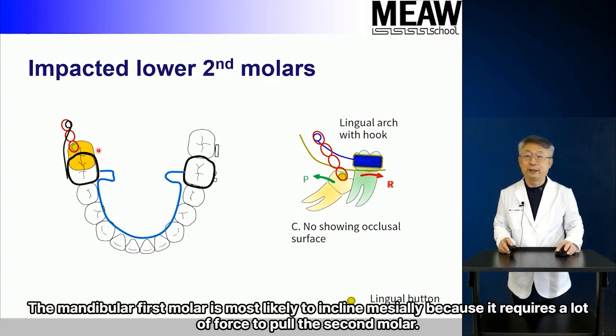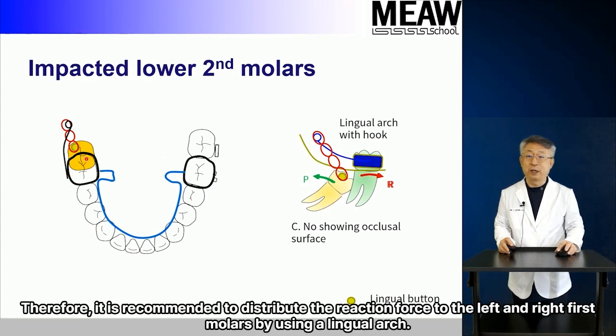The mandibular first molar is most likely to incline mesially because it requires a lot of force to pull the second molar. Therefore, it is recommended to distribute the reaction force to the left and right first molars by using a lingual arch.